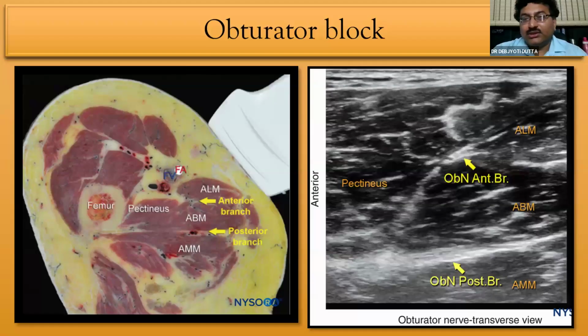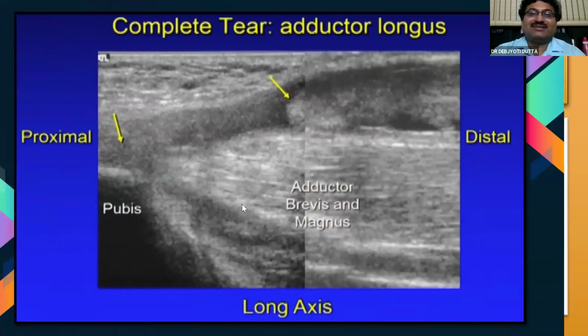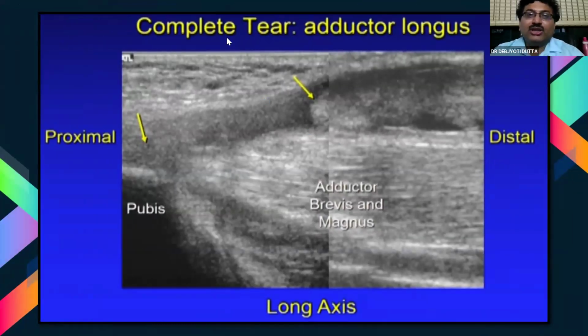Okay. So that is the obturator block, and this is another pathology that we need to know. Sometimes the adductor longus tendon is already snapped, so it is a complete tear of the adductor longus. Then you can see that from the proximal end at the pubis, the tendon is detached, and there is retraction at this point. So these are the pathologies we need to find out. Okay.